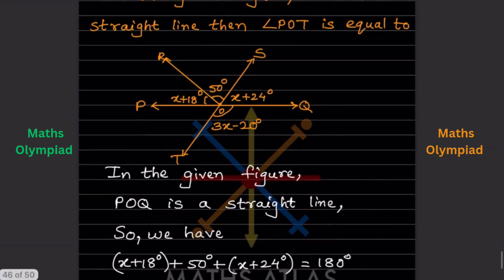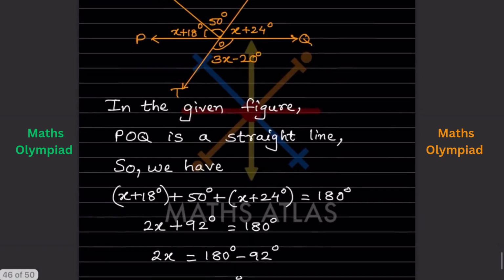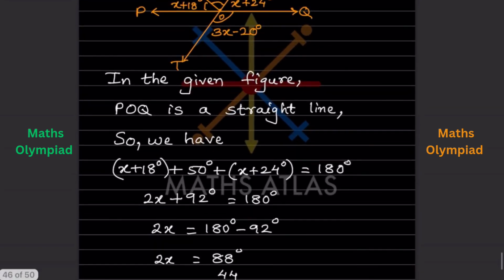So now what will you do here? We'll write the same thing in the given figure. POQ is a straight line. So when this is 180 means this plus this, that should be 180. So now this is written over here. So now see here, let us bring the like terms together. So this x plus x is going to be 2x. Then when we add this, that is going to be 92 and this is 180.